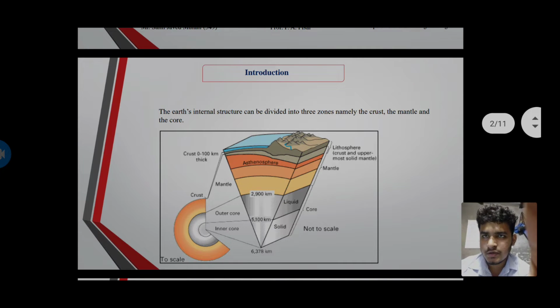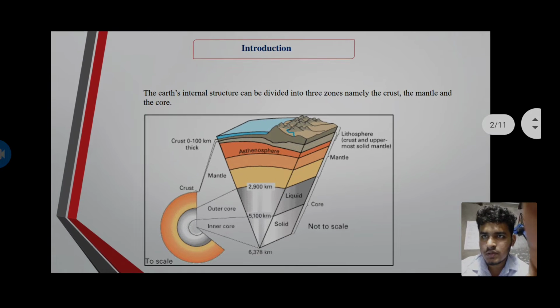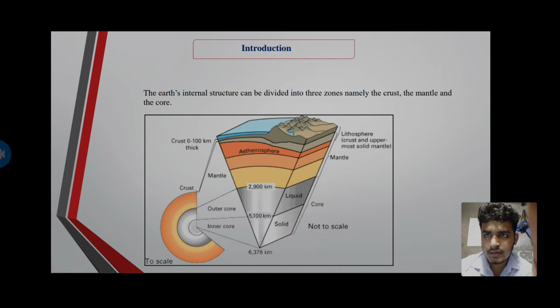First point is introduction. The earth's internal structure can be divided into three zones, namely the crust, the mantle, and the core. The crust thickness is 0 to 100 km, which contains the oceans, mountains, and the surface. The crust is divided into two parts: first is the SIAL and second is the SIMA.